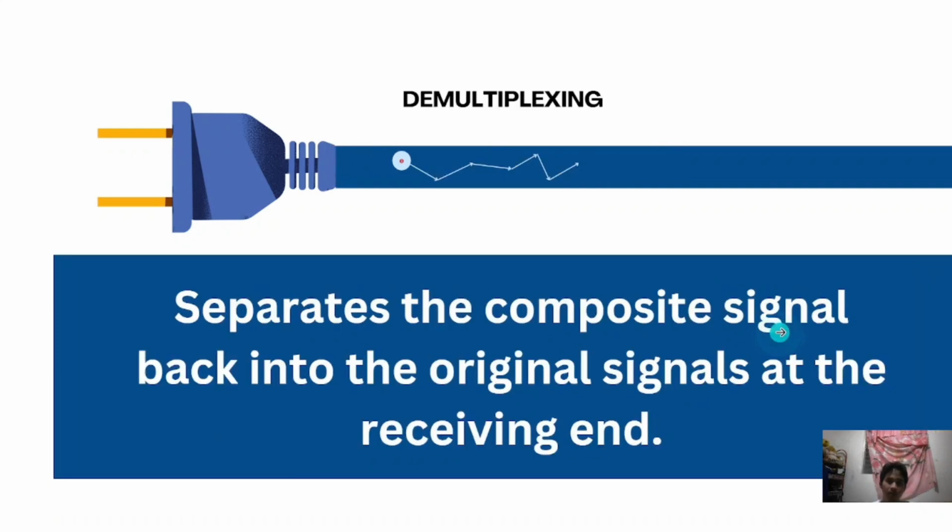Then the demultiplexing. Demultiplexing separates the composite signal back into the original signals at the receiving end, and uses a single input and directs it through multiple outputs. So this is what we call demultiplexing.